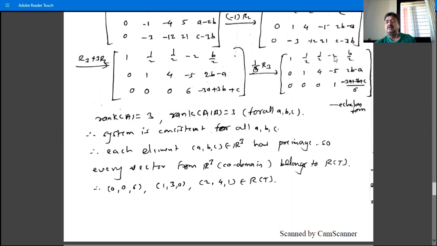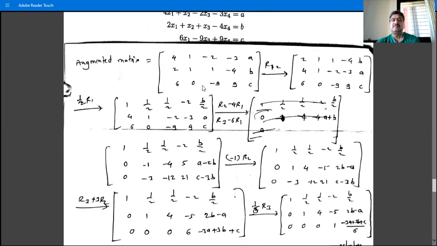If you observe this echelon form, the first 4 columns are the echelon form of the matrix A. How many non-zero rows are there in the echelon form of A? 3 non-zero rows: first, second, and third. By deleting the last column, the remaining is the echelon form of the matrix A, so the rank of A is 3. The rank of the augmented matrix is also 3 for all values of a, b, c, whether this quantity is equal to 0 or not. Therefore the system is consistent for all a, b, c.